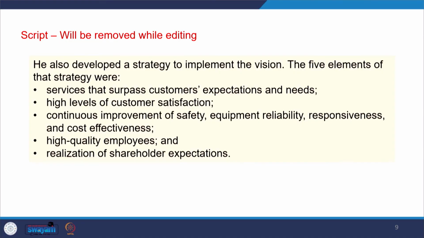He also developed a strategy to implement the vision. Now, what was the strategy to implement the vision? The strategy was services that surpass customers' expectations and needs, high level of customer satisfaction, continuous improvement of safety, equipment reliability, responsiveness and cost effectiveness, high quality employees and realization of shareholder expectations. These 5 points. Okay. Now, with this there are a few questions that will be asked.